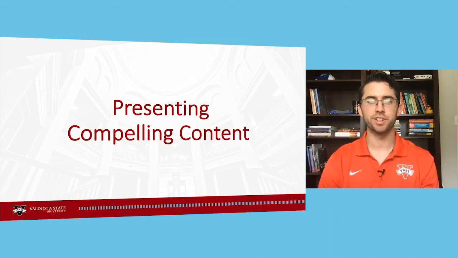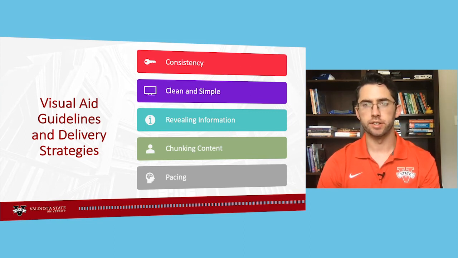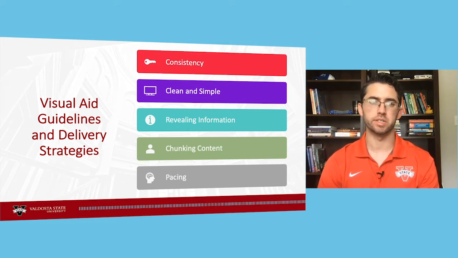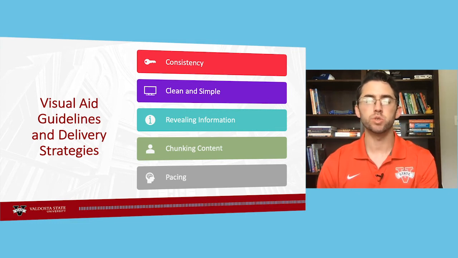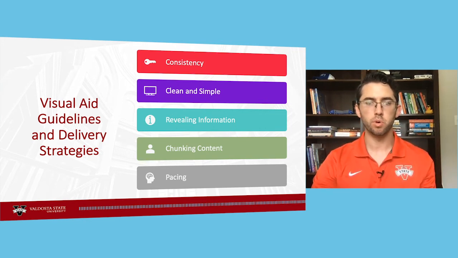In this next section, we're going to talk about how to present compelling content using Blackboard Collaborate Ultra. So when you're using Blackboard Collaborate Ultra or other online platforms, there are some guidelines and strategies for delivering your visual content. So first off, consistency. Like you'll notice throughout this entire presentation, there's a consistent look, consistent colors being used. You want to make things consistent for your students so they can develop a routine. That deals with the visual part, but you can even think about that with how they enter a class session too. So that's really important.